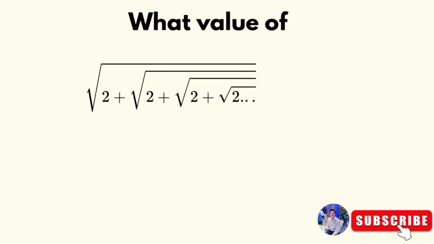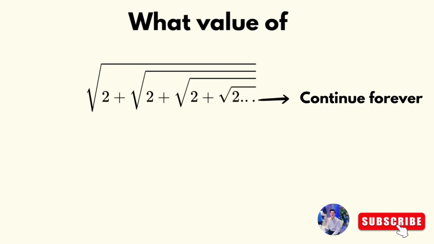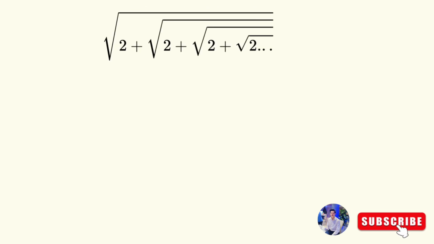Have you ever seen a square root inside another square root that continues forever? Let's solve this expression step by step. The expression is square root of 2 plus square root of 2 plus square root of 2 plus ... Because this pattern continues forever, we can use a smart substitution.